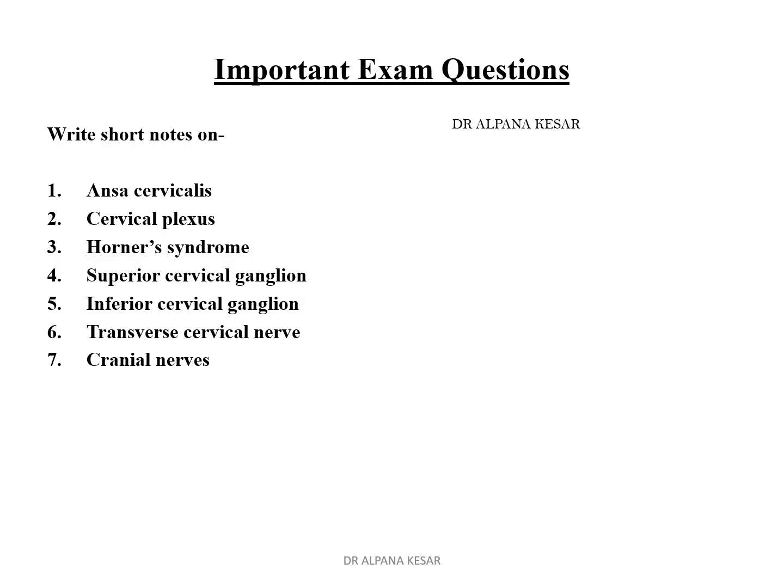The questions that may be asked in the examination from the topic nerves of the neck include: Ansa cervicalis is a frequently asked question, cervical plexus, Horner syndrome. Any of the cervical sympathetic ganglion may be asked, out of which superior and inferior are asked more frequently. Transverse cervical nerve, cranial nerves may be asked.